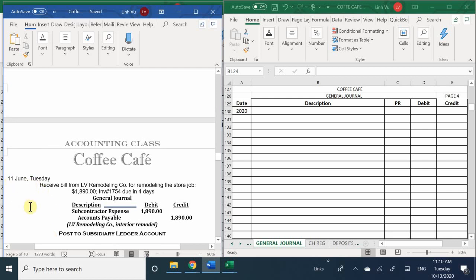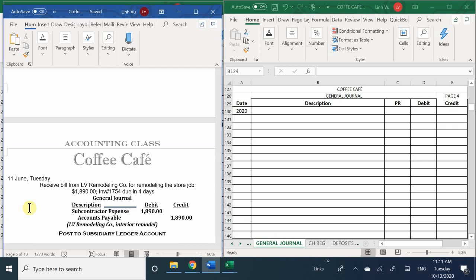So on June 11th, what has happened here? Received bill from LV Remodeling for $18.90, for remodeling the store. Remember, we hired them in the first place to remodel the store. Now we hire them again for the second job, which is to do the foundation for the grinder. But this one's from the original transaction, when we hired them to remodel the store.